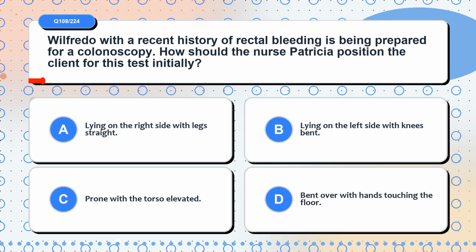Question 108. Wilfredo, with a recent history of rectal bleeding, is being prepared for a colonoscopy. How should the nurse Patricia position the client for this test initially? Here are the options. Option A, lying on the right side with legs straight. Option B, lying on the left side with knees bent. Option C, prone with the torso elevated. Option D, bent over with hands touching the floor.